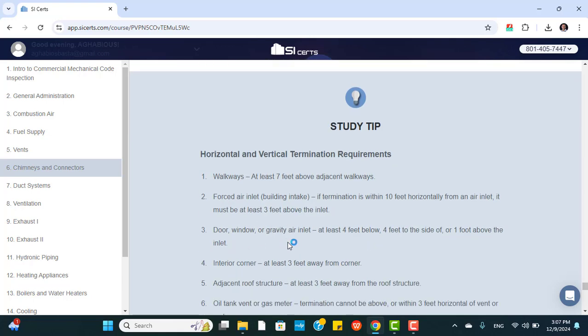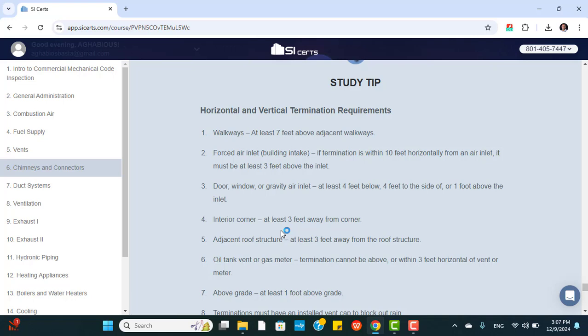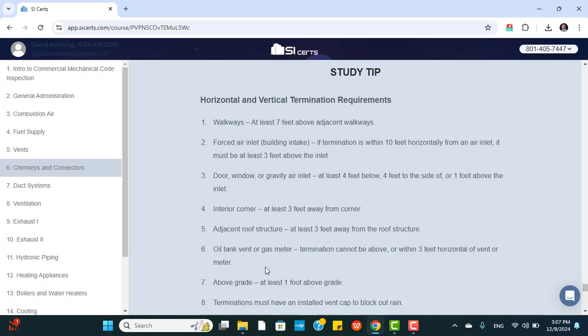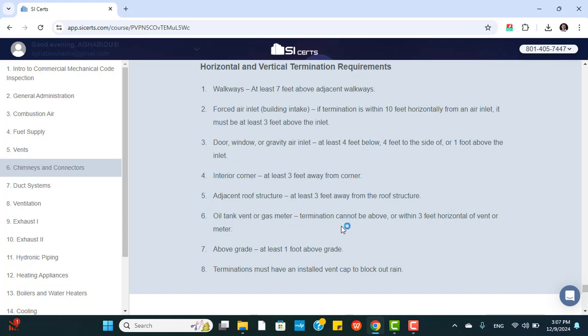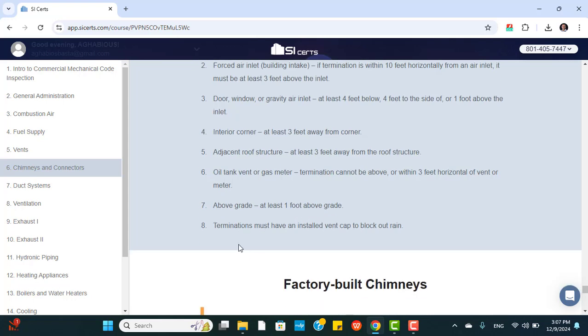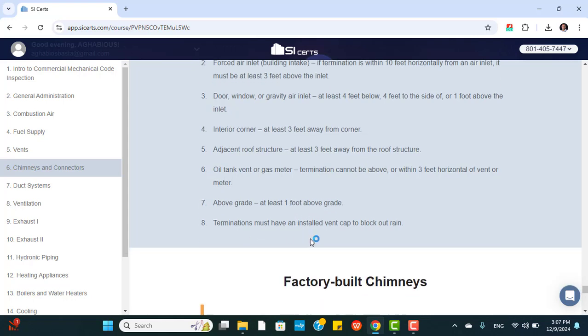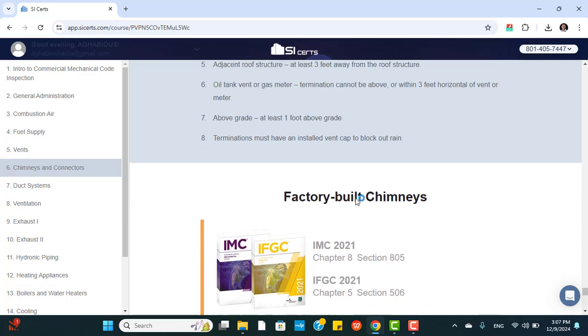Door, window, or gravity air inlet: at least 4 feet below, 4 feet to the side of, or 1 foot above the inlet. Interior corner: at least 3 feet away from the corner. Adjusting roof structure: at least 3 feet away from the roof structure. Oil tank vent and gas meter: termination cannot be above or within 3 feet horizontal of the vent or meter. Above grade: at least 1 foot above grade. Terminations must have an installed vent cap to block out rain.